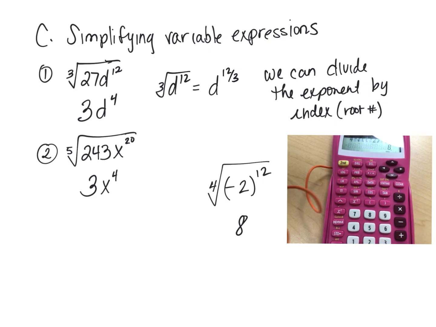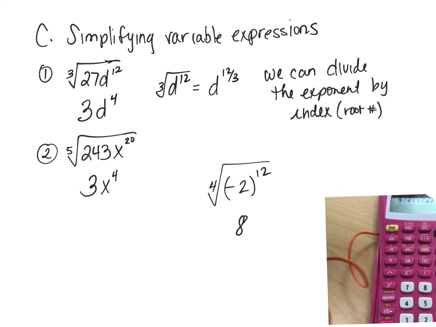But, so we know this should be positive 8, right? Because when I take a negative to the 12th power, it becomes positive. And then I take the 4th root of that, it's positive. But if I use my shortcut and divide my exponents, I get -2 to what power? To the 3rd, which equals -8. Let me write this down. Right? Is it -2 to the 3rd power? -2 times -2, which is +4, times -2, which is -8.